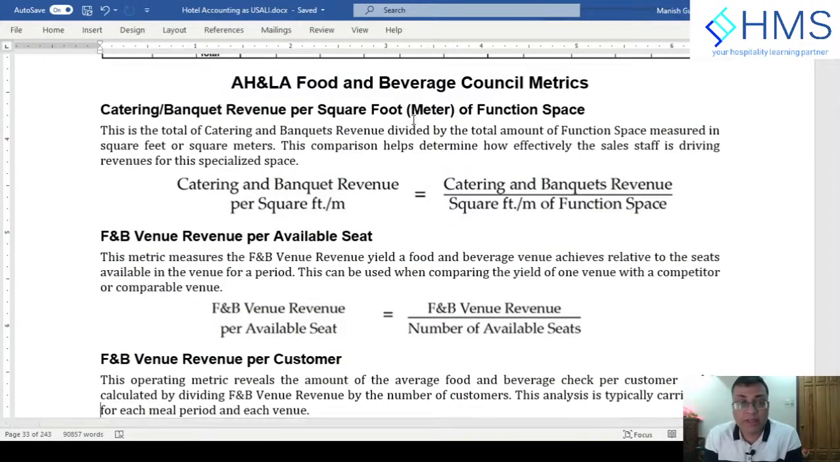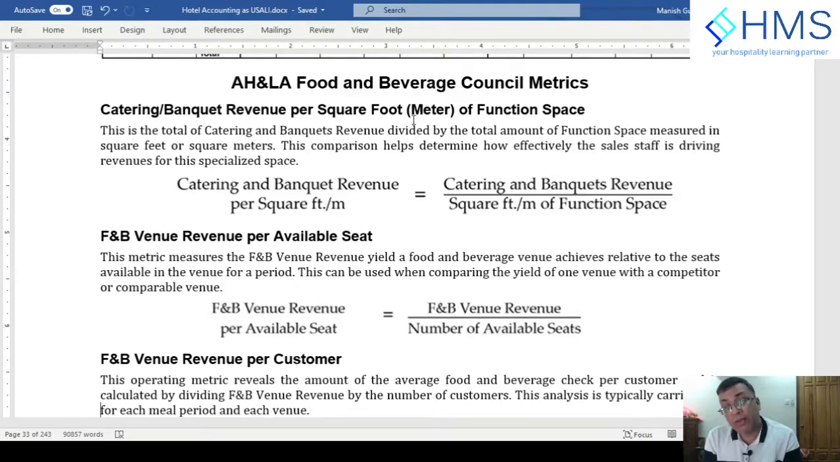So the first metric, as you can see on the screen, is catering revenue per square foot of function space. We have seen this already in our previous operating metrics, where we wanted to understand the banquet revenue per square foot of meeting space. How are you going to calculate that? Total revenue divided by the square feet of function space. This helps to understand how effectively the sales staff is driving revenue for the specialized space.